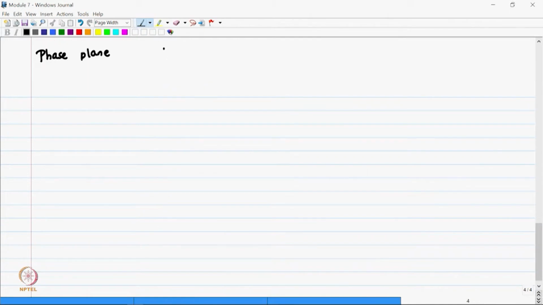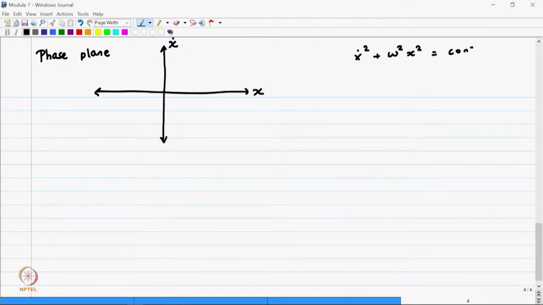What is a phase plane? It's a plane showing x and x dot. Now, remember, our equation is x dot square plus omega square x square equal to constant. In this plane, this is an equation of an ellipse. So what does the ellipse look like? I'll just draw this ellipse. You can find out where it intersects the axes and so on. It's not very hard.